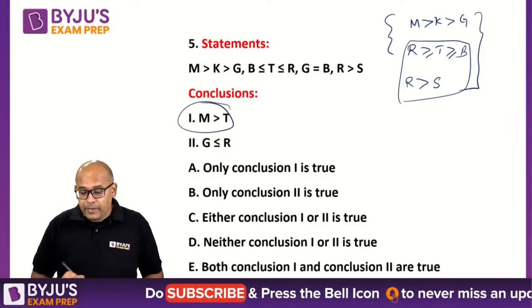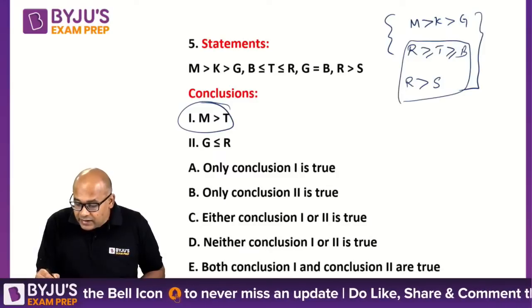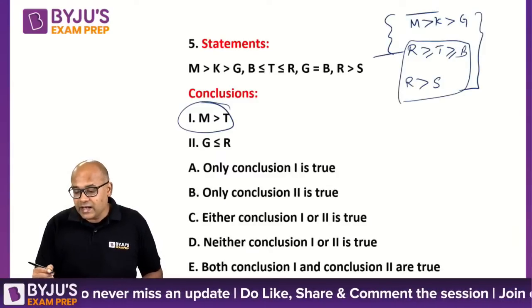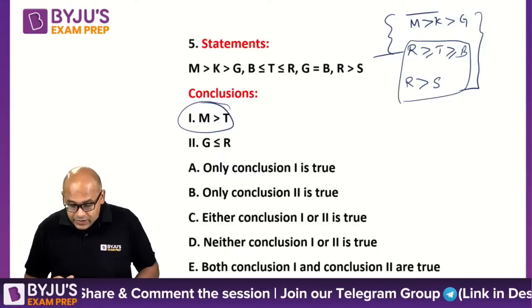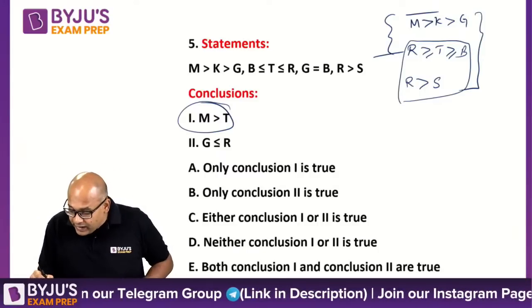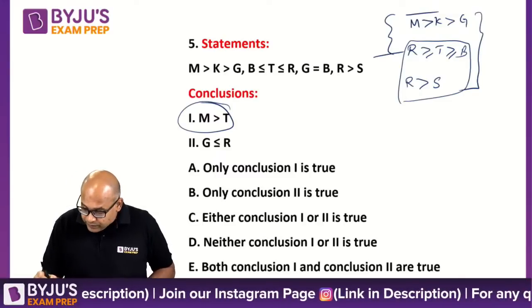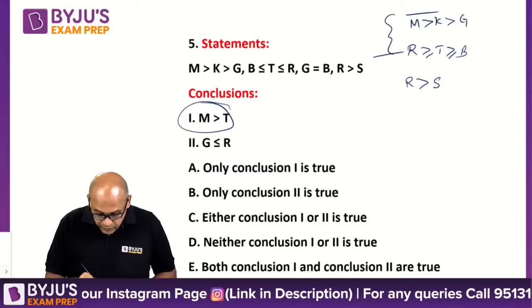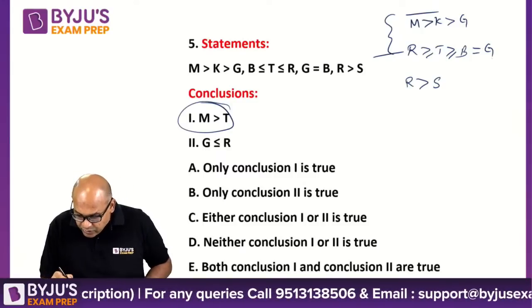First statement, M is greater than T. Now can you conclude that? If you can see, M is in the first part, T is in the second part. There is no connection between M and T. Okay, there is G equal to B. Oh, there is a G equal to B. My bad, I missed that. So B is equal to G. Okay, so there's one more part. So let me take that out. B is equal to G. Anything else did I miss? 1, 2, 3. That's it.